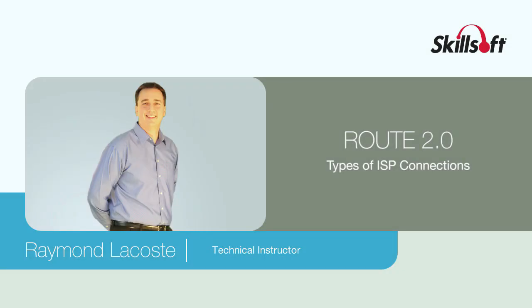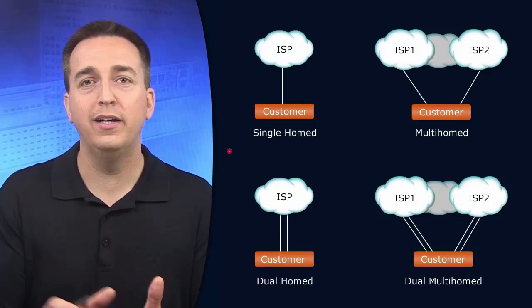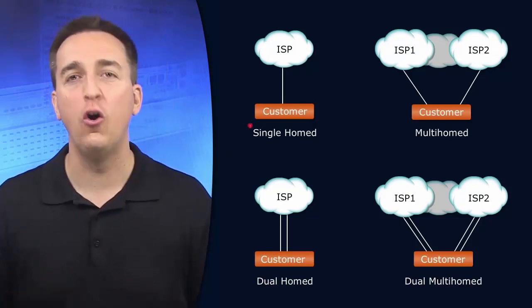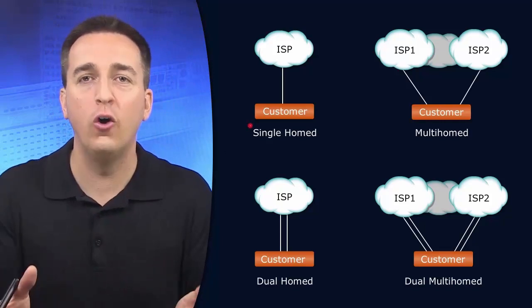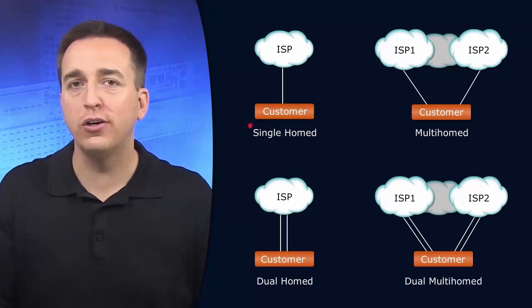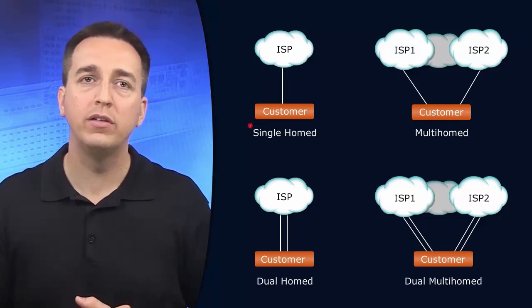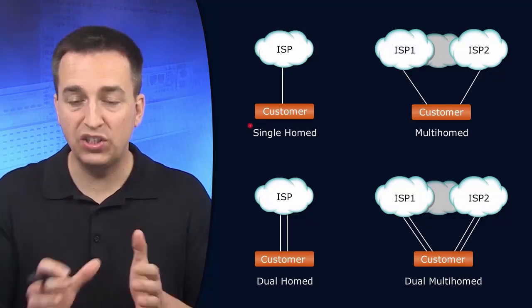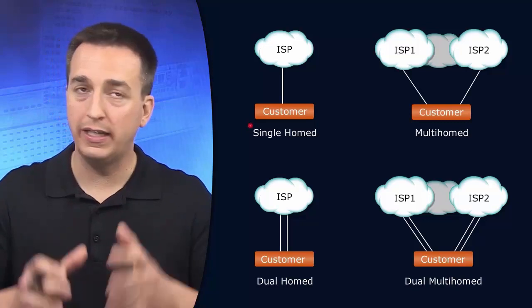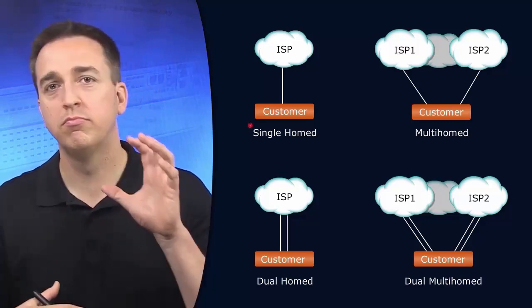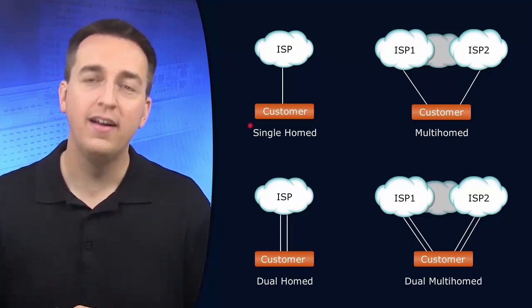So what are the different types of internet connectivity that we have? Well, the first one we see here is the single-homed. You can think of the single-homed solution as your home internet connectivity that you have. Typically, you have that single connection using a single link, using a single router up to a single ISP.